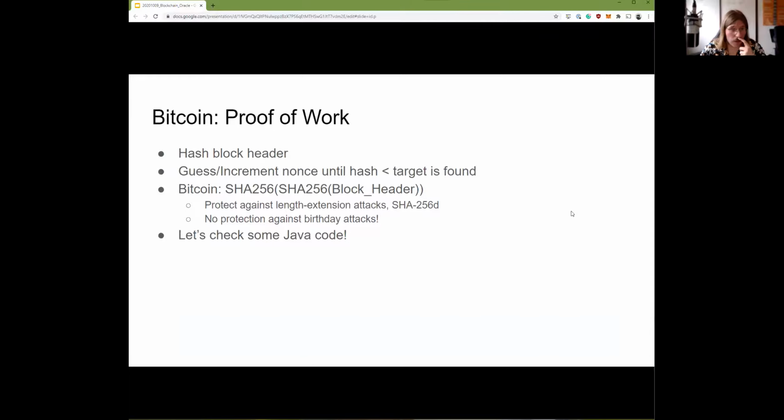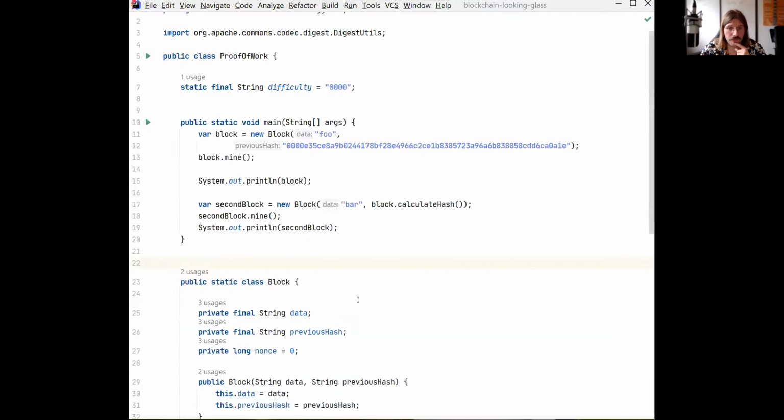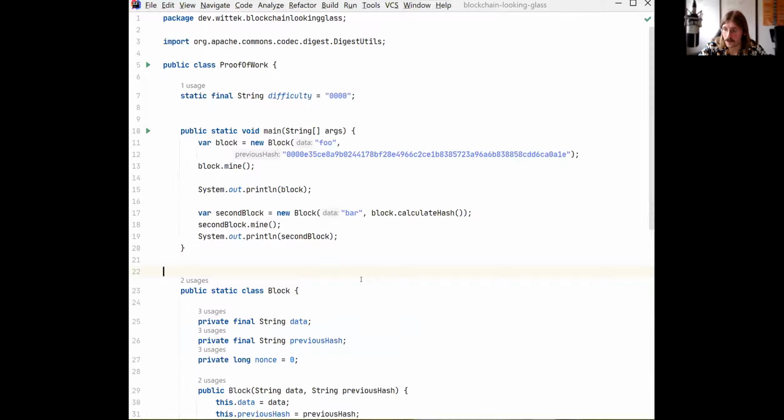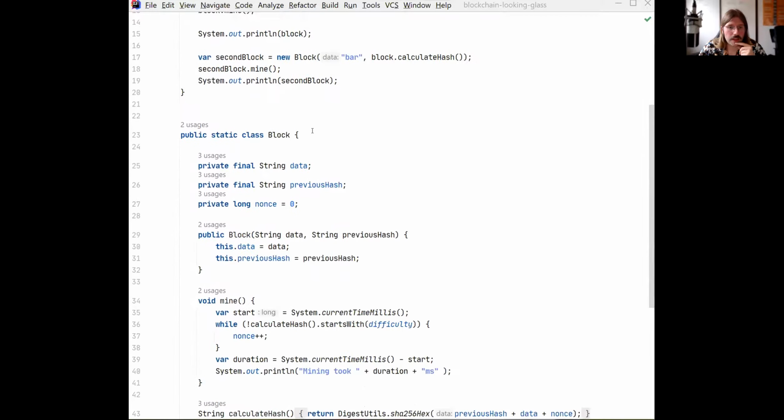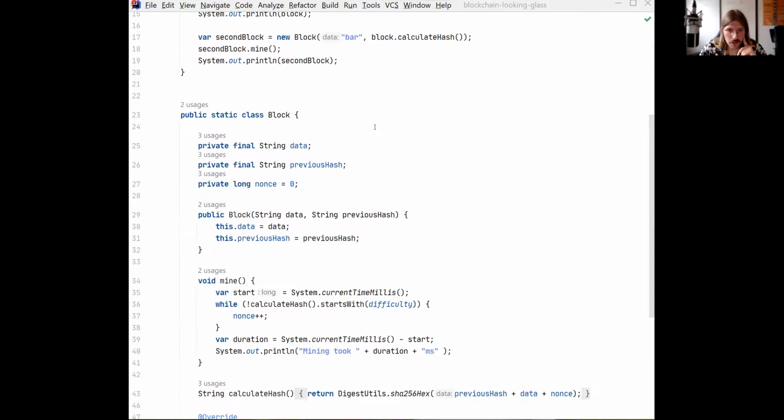And let's check out how it looks in Java code if we would implement this, because it's actually fairly simple, and I like how simple it is. So I have a Java class here, and I specify here just some difficulty. And this difficulty tells how many leading zeros I want to find. So this is a partial hash collision I want to find. Let's look at the actual implementation.